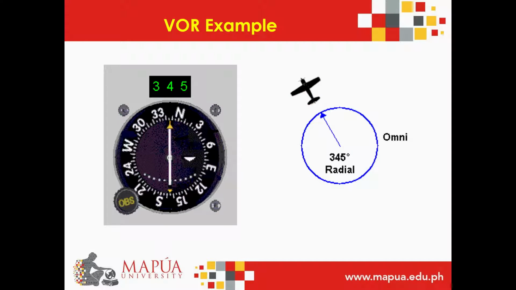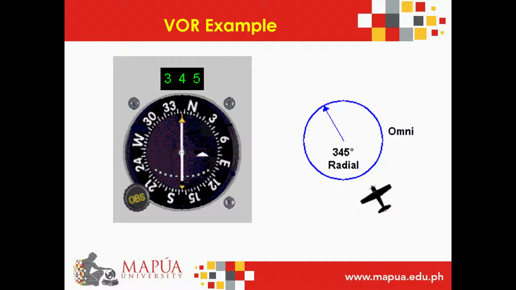I will discuss an example for reading the VOR system. As you can see in the figure, the VOR system is pointing to the 345 degrees radial, and the indicator is pointing down, which means that the aircraft is flying away from the station.